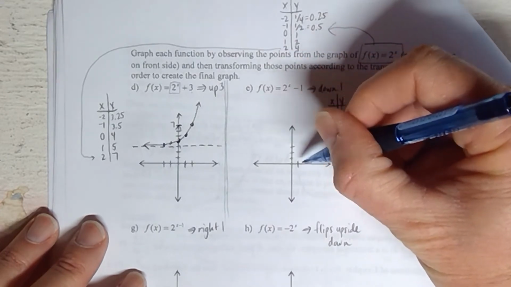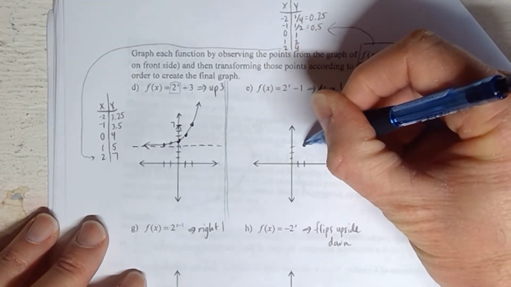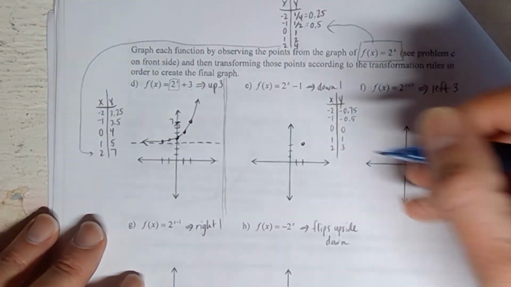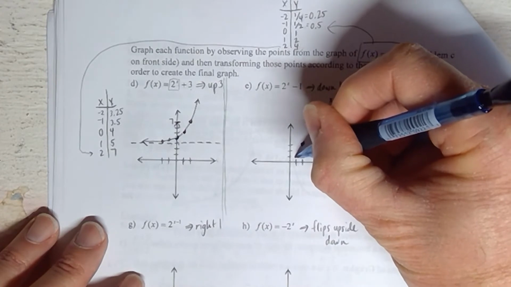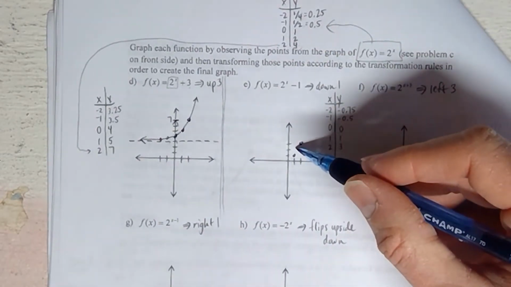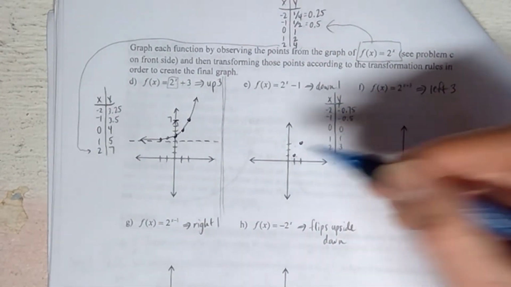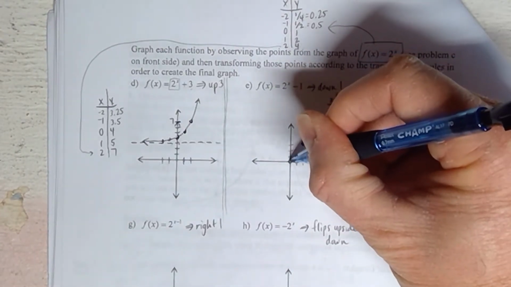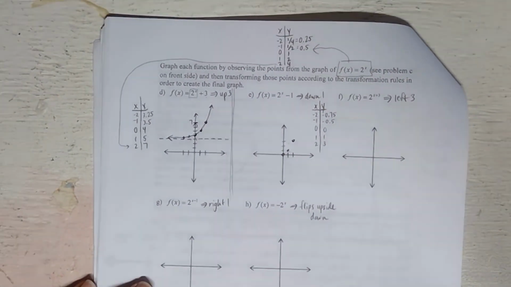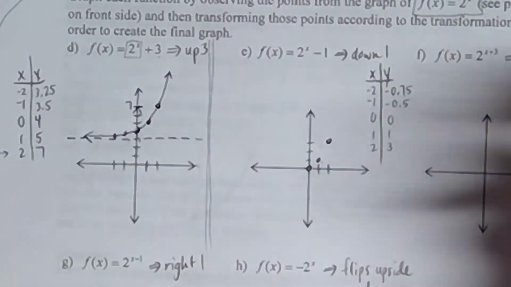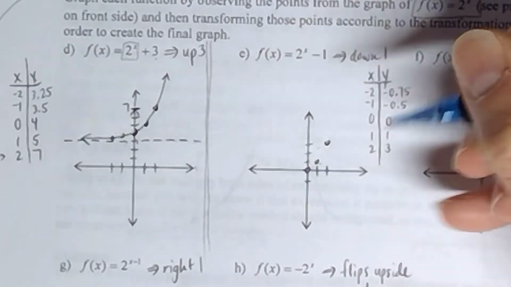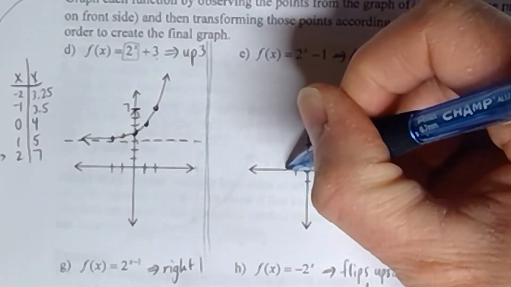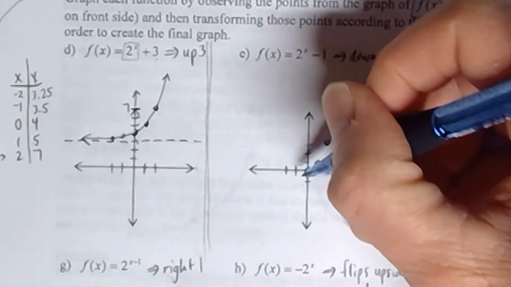Okay, let's talk about that. There's 2, 3 right there. Originally it was 2, 4, so it went down by 1. 1 comma 2 on the front side of the worksheet went down by 1, now it's at 1 comma 1. 0 comma 1 on the front side goes down by 1, now it's at 0 comma 0. And these other points, remember, it is negative 0 point something. Negative 0 point something for y means that it is between 0 and negative 1.